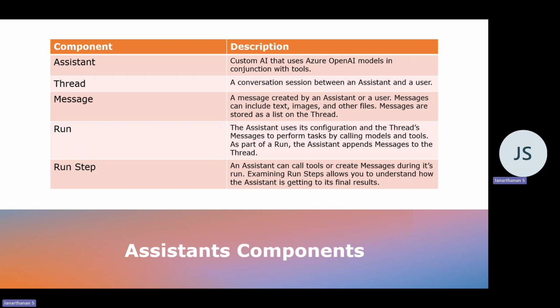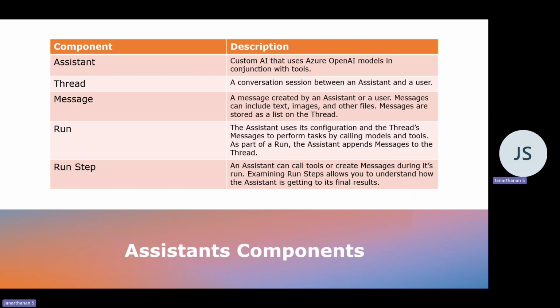What is an assistant? An assistant is a custom artificial intelligence which uses your Azure OpenAI model along with your assistant tools. A thread is used if I want to have a conversation between the user and the assistant. A message is created by the assistant or a user. A message can include text or files, and messages are stored as a list in your thread.